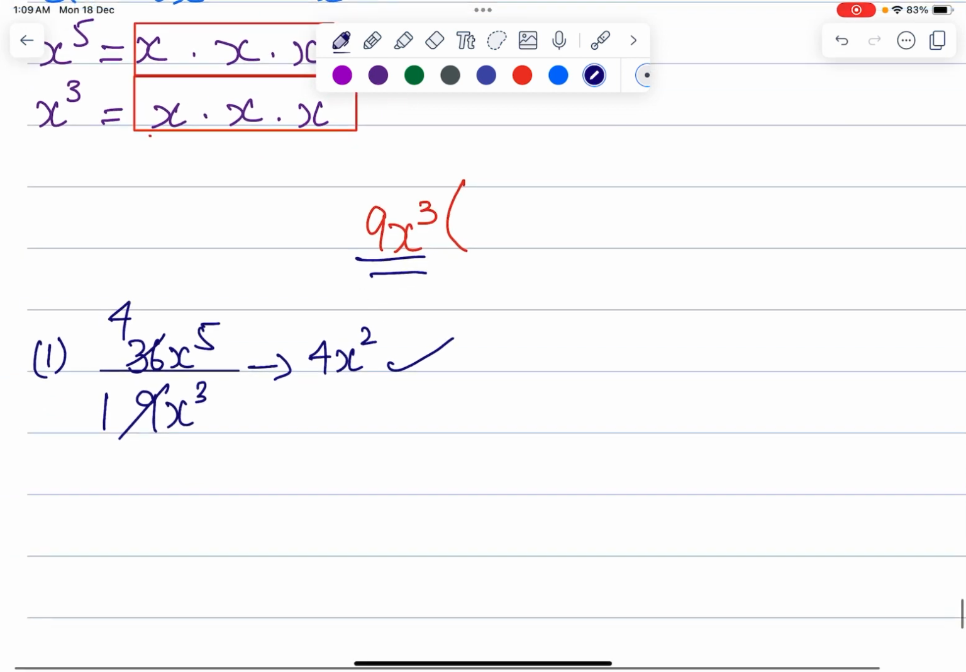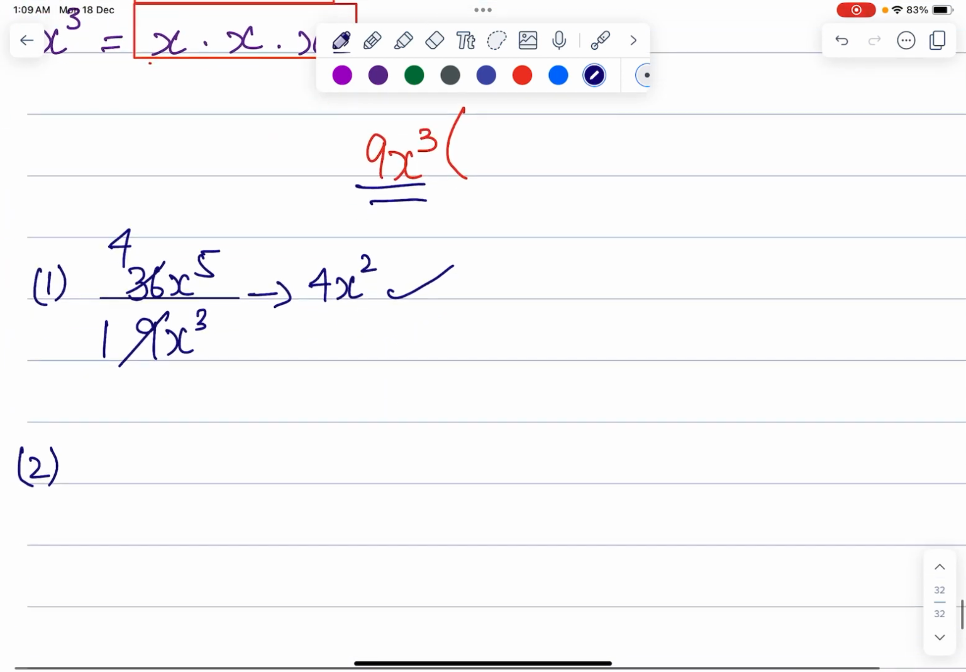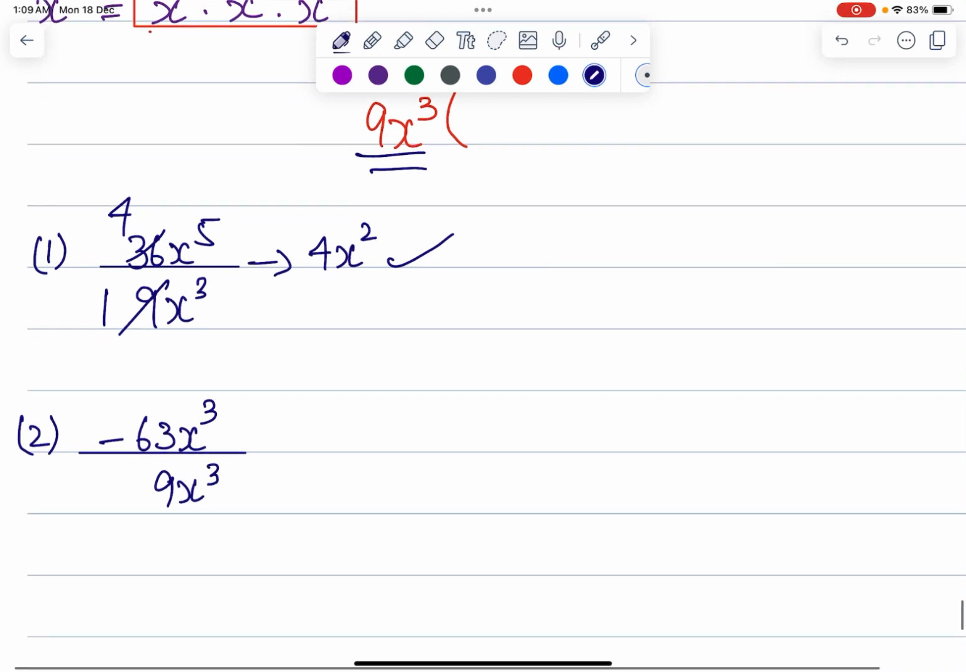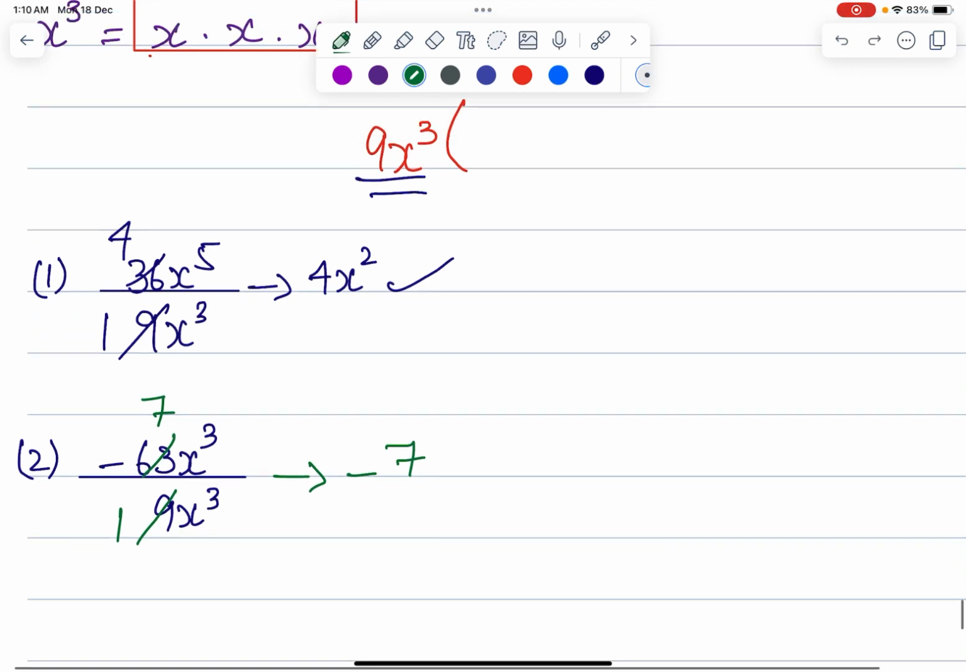Perfect. Now you go to the second step. What is your second term? It is negative 63x to the power 3. You divide it by 9x to the power 3. And what is going to happen? 9 times 7 is 63, and x to the power 3 divided by x to the power 3 leaves you with x to the power 0, and anything to the power 0 is automatically 1. So what you are left with is negative 7. Just negative 7. Do not ignore this negative sign, otherwise you're going to get the answer incorrect.